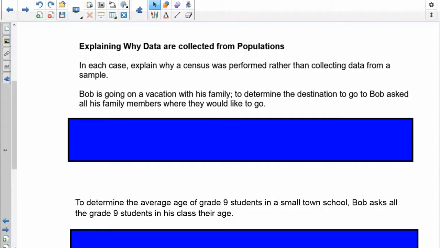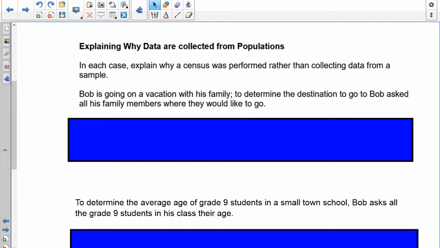So now we're going to work on explaining why data are collected from populations. In each case below, I want you to explain why a census was performed rather than collecting data from a sample. So we're going to get you to tell me why a census and not a sample. So Bob is going on a vacation with his family. To determine the destination to go to, Bob asks all his family members where they would like to go. So why did Bob use a census here and not a sample? So pause the recording and put your answer down.